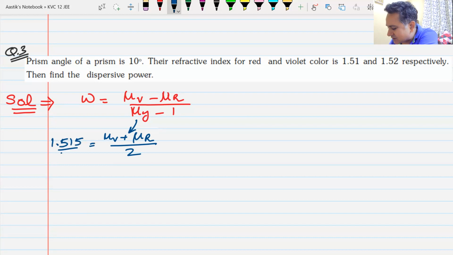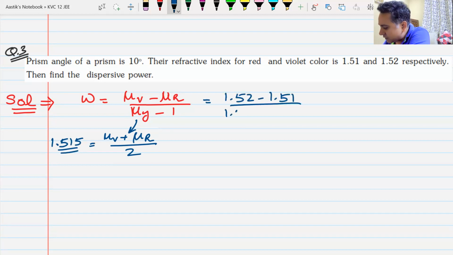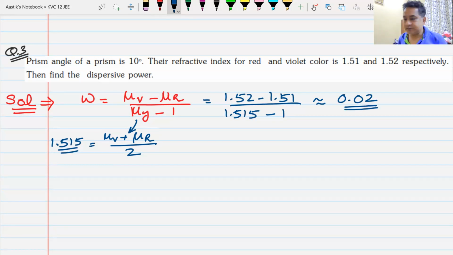That is the only thing. It just makes the calculation a bit more difficult. So let me just put it 1.52 minus 1.51 divided by 1.515 minus 1. So the approximate answer you will get is 0.02. Yes or no? Yes, sir. Anyone understand this? Everyone got this? Yes, sir.